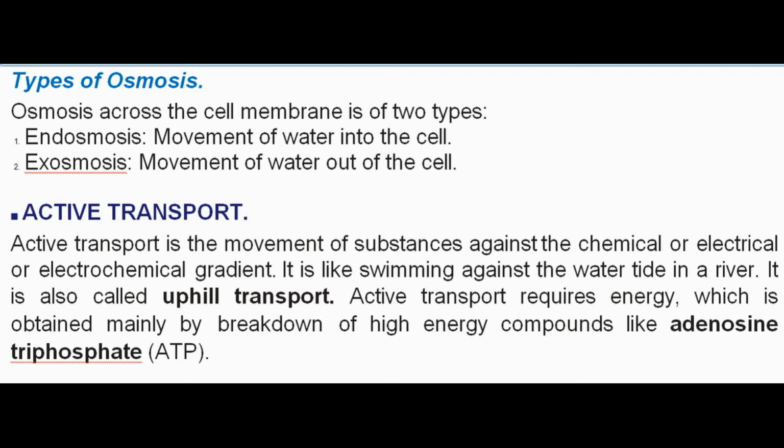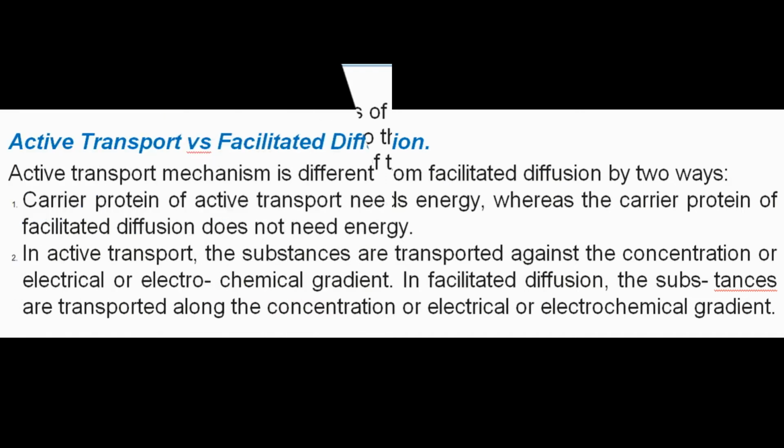Active transport. Active transport is the movement of substances against the chemical or electrical or electrochemical gradient. It is like swimming against the water tide in a river. It is also called uphill transport. Active transport requires energy, which is obtained mainly by breakdown of high-energy compounds like adenosine triphosphate, ATP.